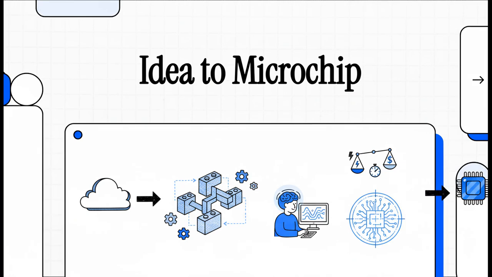Have you ever looked at a simple line of code on a screen and wondered how on earth that becomes a physical, high-performance microchip? The tiny silicon brain inside your phone or computer? Well, today, we're going to follow that incredible journey from a software idea to actual silicon and unpack the massive challenges engineers have to solve to make it happen.